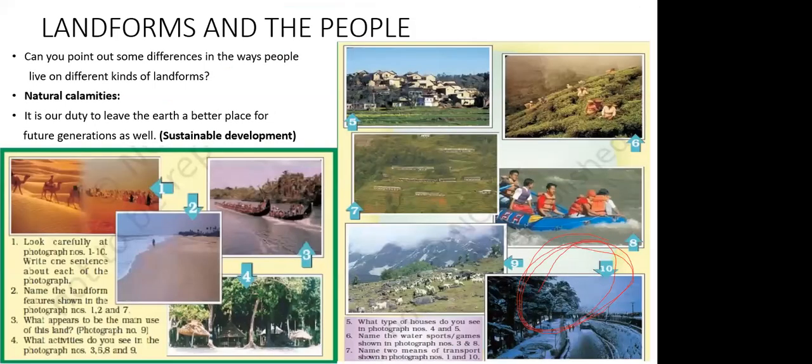Okay, landforms and the people. In different regions, there are different landforms, and people also live there. So what types of lives do they live in different landforms? As we all know, the life of people who live in hills is different from those who live in plain areas, right? And those who live in mountain areas, like in the Himalayan mountain range, their life is different from ours.